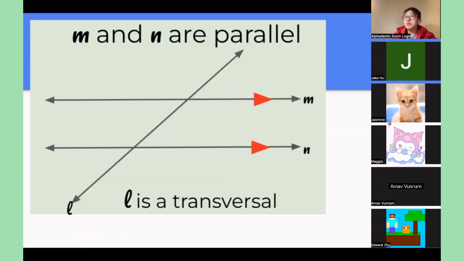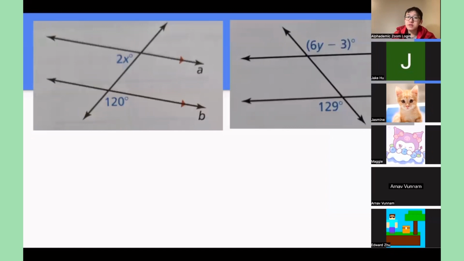Next up, this is just kind of reiterating what we just talked about a few slides before. M and N are parallel and L is a transversal. Next up, we have these two problems. So now that you know that from this diagram, you can see that A and B are parallel, and then in this one, C and D are parallel. Let's just take a few minutes to quickly solve for what X equals and what Y equals.